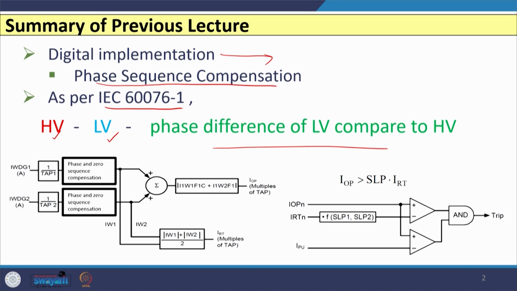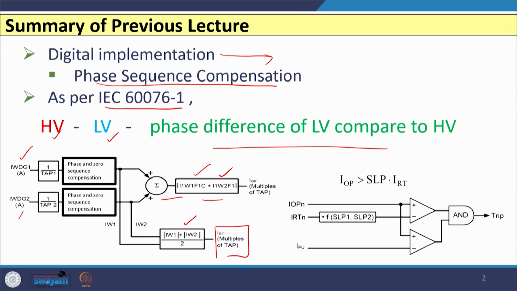Then we discussed the overall diagram of the digital or numerical relay applied for a power transformer. We have seen that when we have the LV winding current and HV winding current, after the magnitude compensation, phase compensation and zero sequence compensation, and after summing, we will have the value of the operating current, that is the vectorial addition of the two winding currents. Similarly, we can have the value of restraining current by just scalar addition, multiplied with the compensation factor k, in this case 0.5.